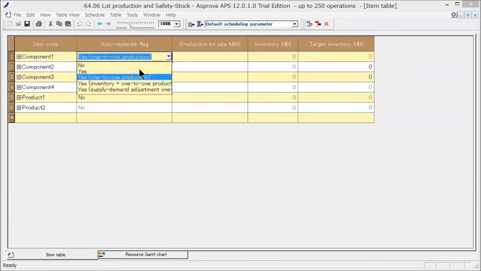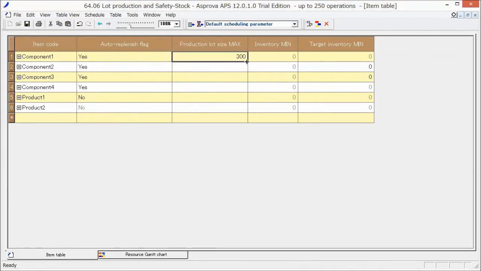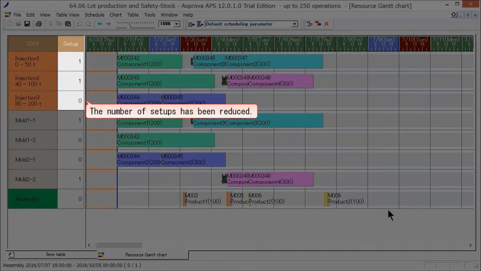Set the auto-replenish flag of molded parts to Yes. Set production lot size max to 300, and let's reschedule. In this way, up to 300 molded parts are manufactured in one operation. In addition, through bulk production, the number of setups has been lowered and production efficiency has improved.